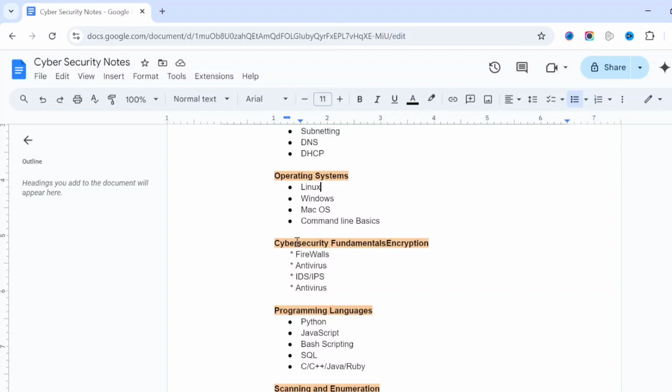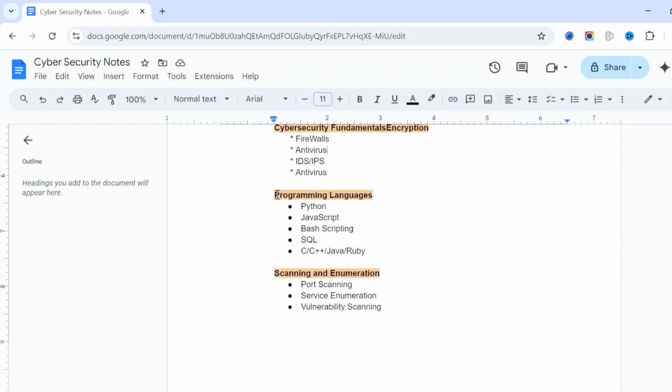After this operating systems concept we are moving into fundamental cybersecurity and encryption. What is this? It relates to firewalls, antivirus, IDS and IPS. So these are the concepts we need to cover in cybersecurity fundamentals.